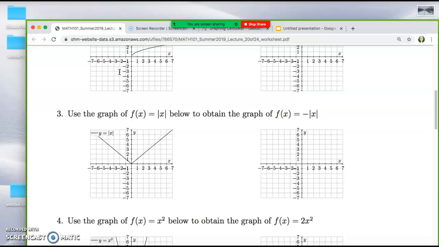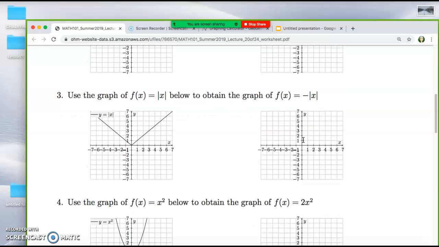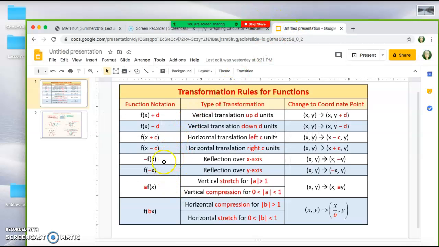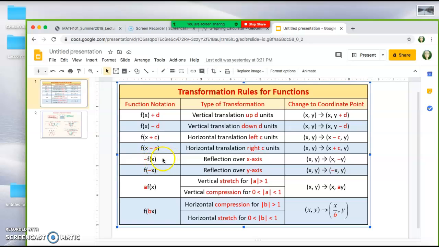So for number 3, we have the graph of f of x equals the absolute value of x, our typical V shape starting at 0, 0 for absolute value. And they want us to obtain the graph of f of x equals negative absolute value of x. Now, when a negative is being multiplied by the function on the outside, we're going to reflect it over the x-axis.